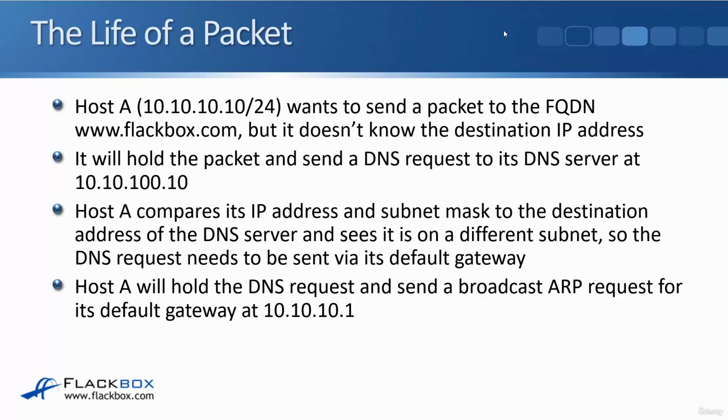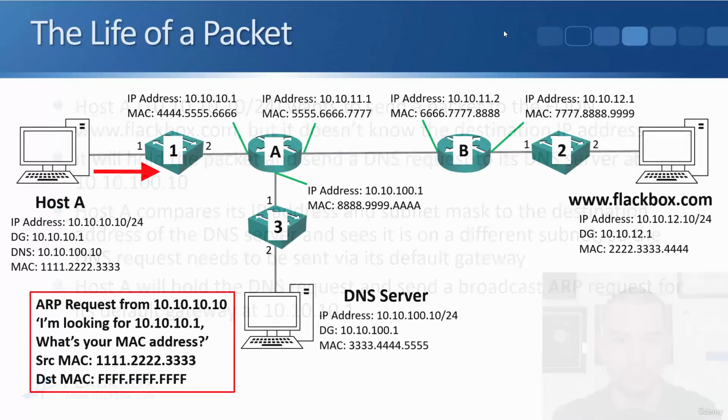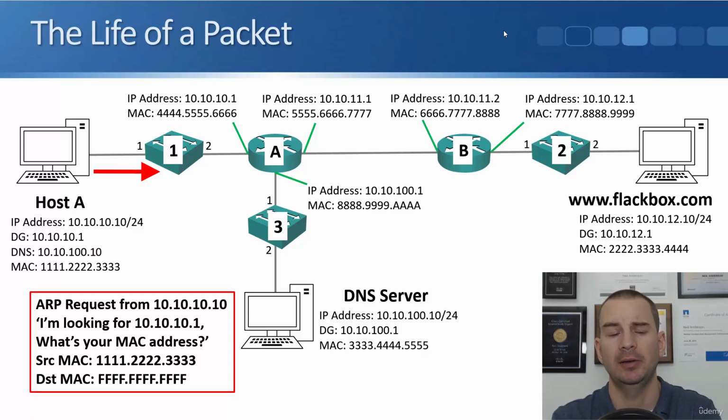Host A will compare its IP address and subnet mask to the destination address of the DNS server, and it sees that it's on a different IP subnet, so the DNS request will need to be sent via its default gateway. Host A will hold the DNS request and send a broadcast ARP request for its default gateway, which is at 10.10.10.1. So you can see that in the diagram here.